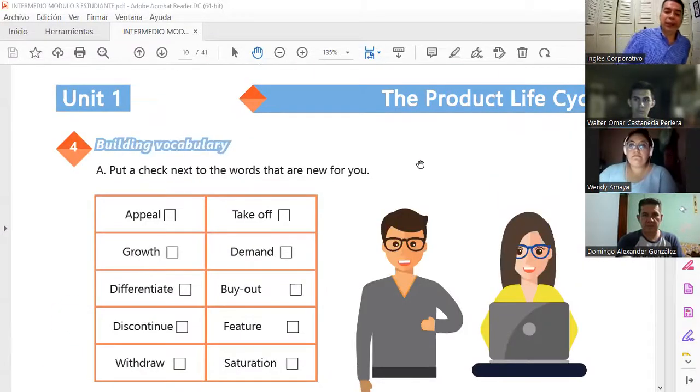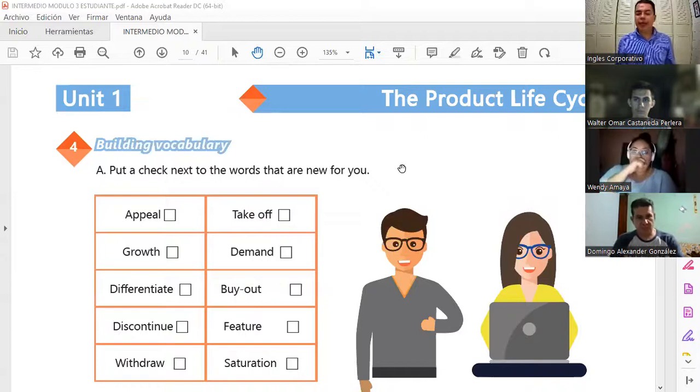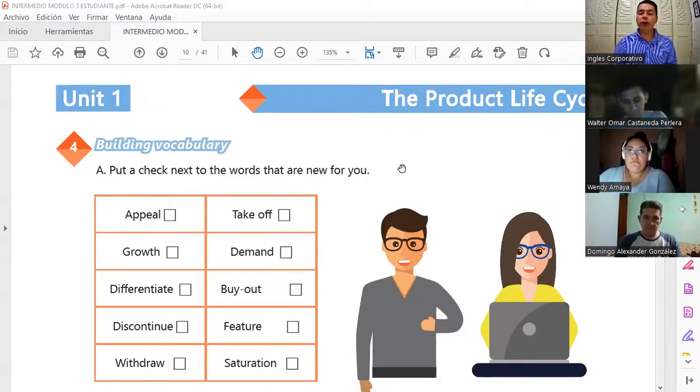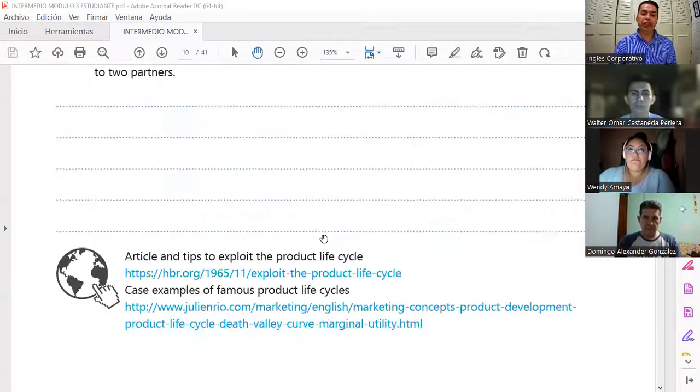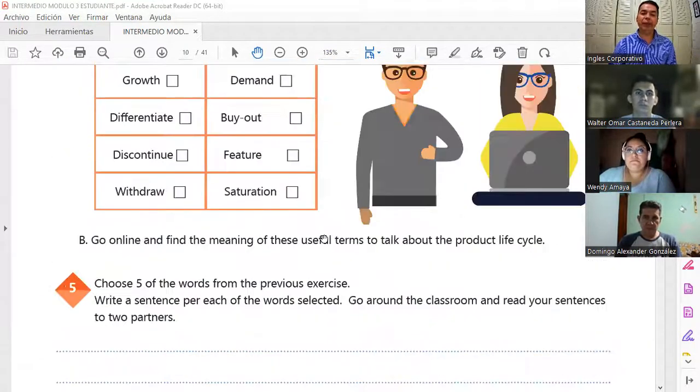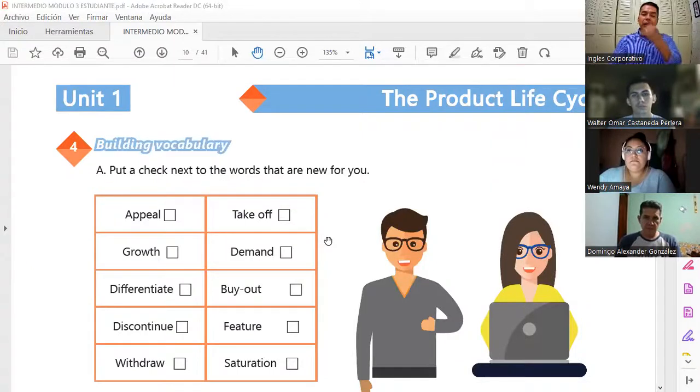Okay, this is the manual, right? I hope everybody has the manual. If you want, you can print it or you can have it there in your computer, right? But I will show you the manual. The page is number 10, right? Page number 10. And we're going to talk about this vocabulary.